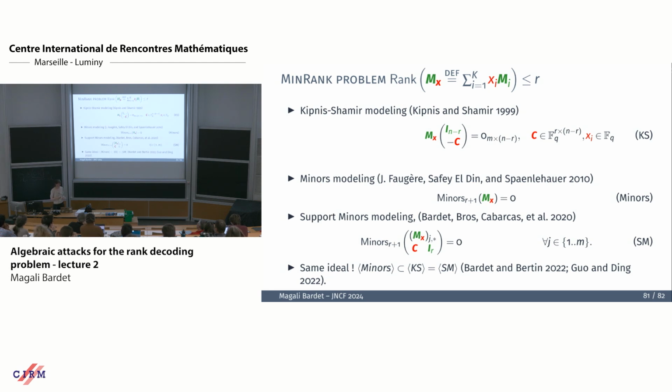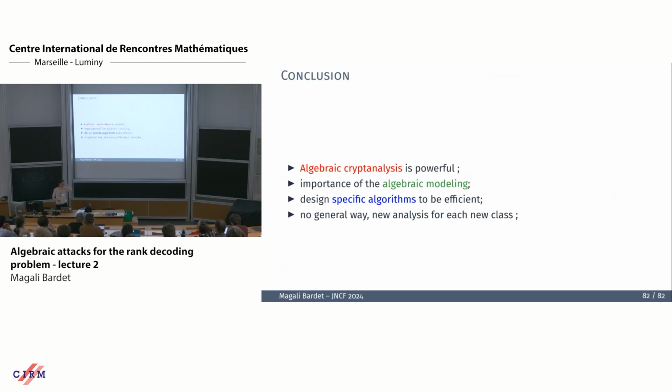So, okay, in conclusion, algebraic cryptanalysis can be a very powerful tool. It really depends on the algebraic modeling you can write for your system. With different algebraic modeling, even if it describes the same ideal, you have different behavior for the complexity. For each new system, you need to do again the analysis, design a new specific algorithm.